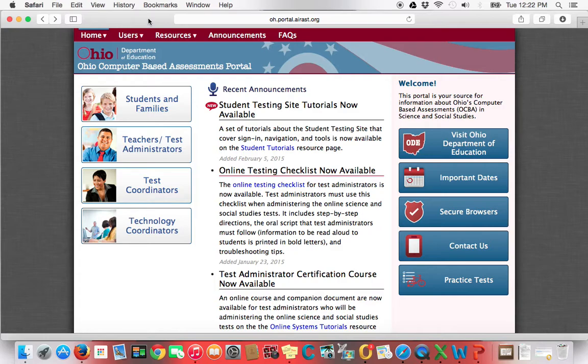At any point, if personnel believe that a violation of test security has occurred, he or she should contact the building test coordinator about the alleged test security violation and document it appropriately. The building test coordinator should report the alleged security violation to the district test coordinator. That's me, Todd Stewart. The district coordinator then will contact the department to discuss the situation.